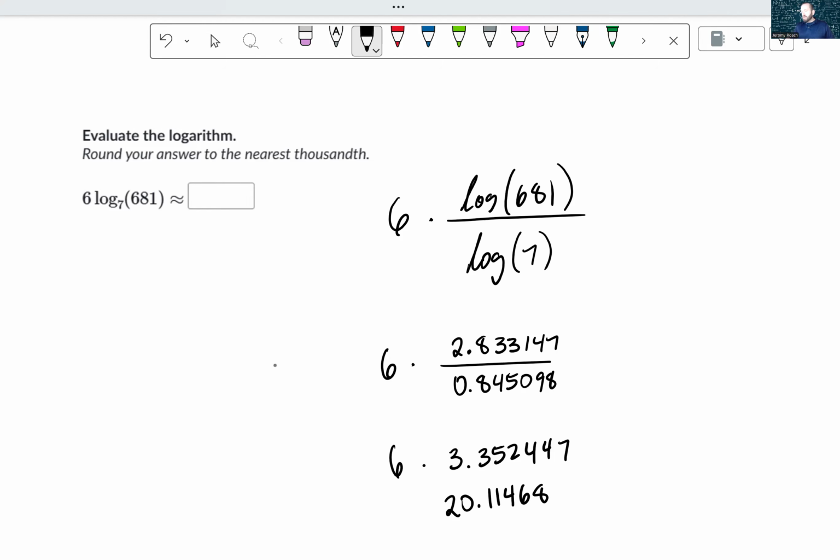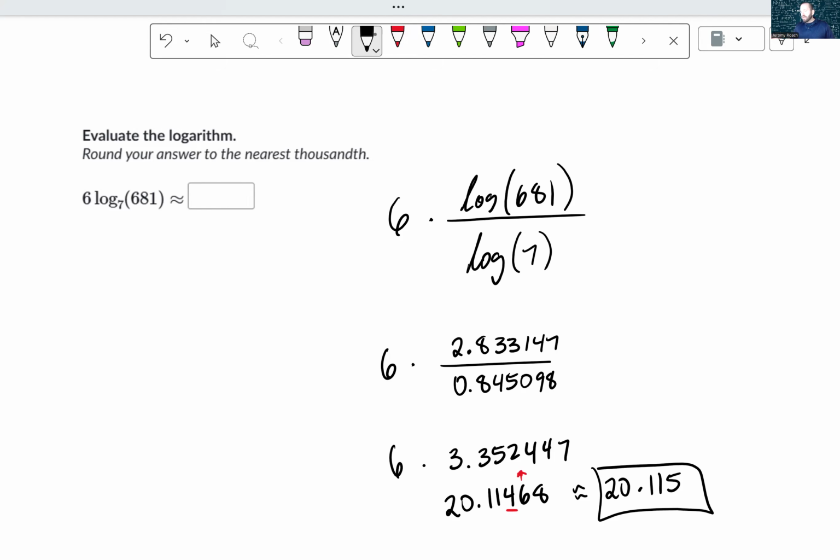20.11468. And this wants us to go to the nearest thousandth, so that's that decimal place. So we're going to look at the 6. The 6 makes it go up. And so this is going to be equal to, to the nearest thousandth, 20.115. That's just some review on decimals.